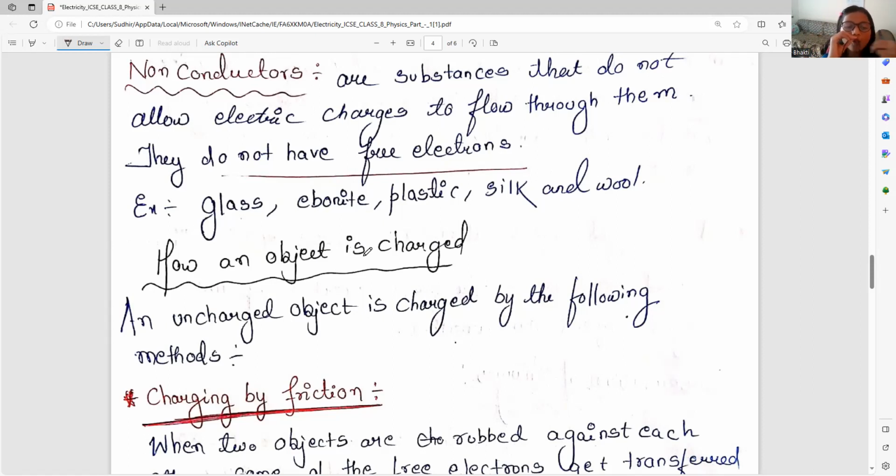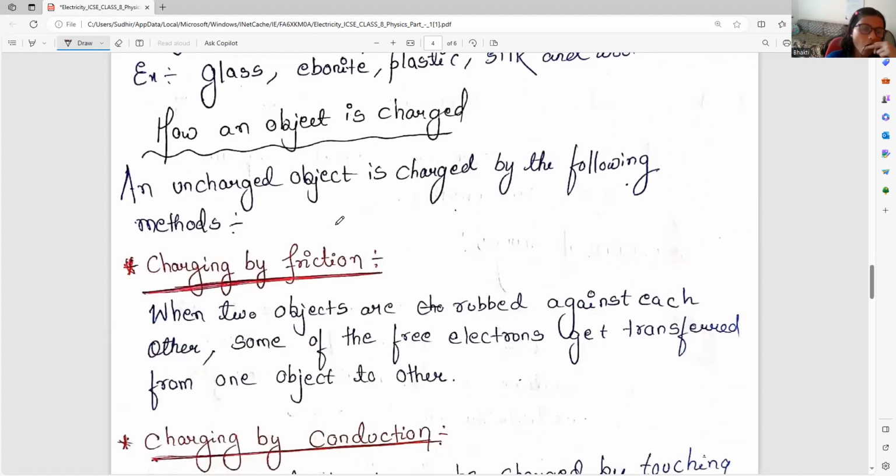Now, how is an object charged? An uncharged object can be charged by various methods. For example, charging by friction.